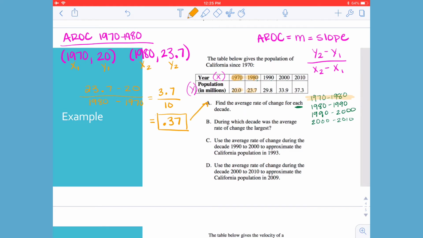Looking at letter B, during which decade was the average rate of change the largest, you are going to need to calculate each individual year. So remember we said we need to find the average rate of change between each year, and you're going to look for the largest value among those 4 years.